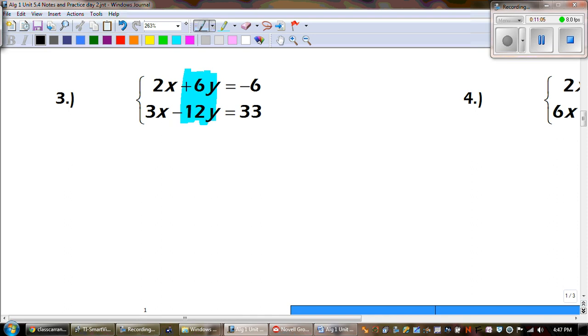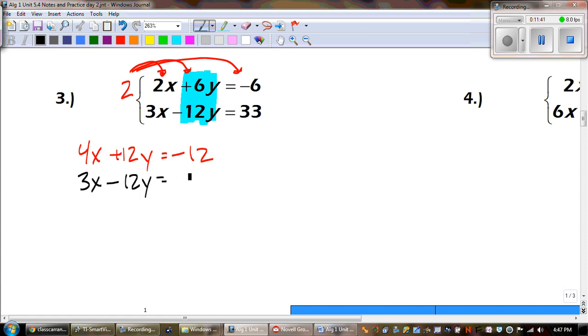What do you have to multiply 6 by to get to 12? Yeah, you have to multiply it by 2. Okay, so here's the thing. We'll multiply together, but then you guys are going to solve everything on your own. Okay, well, 2 times 2 gives us 4x. 2 times 6 gives us a positive 12y. And then 2 times negative 6 is negative 12. Remember, we have to multiply every single term by that number, okay?